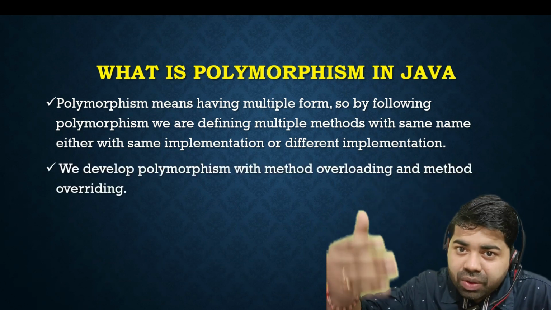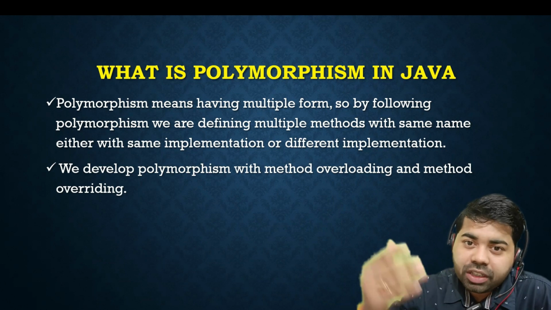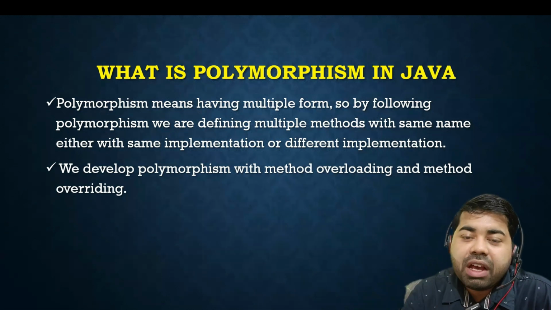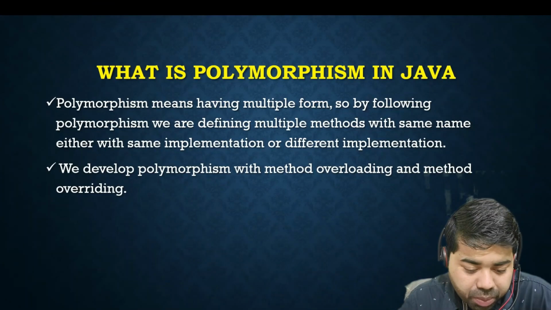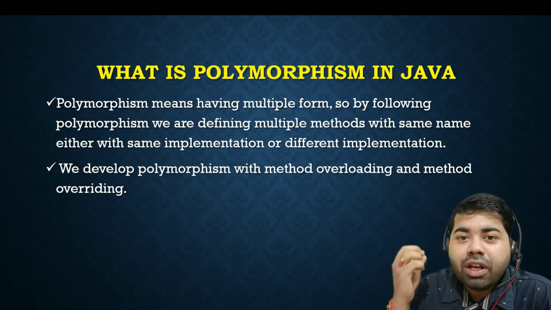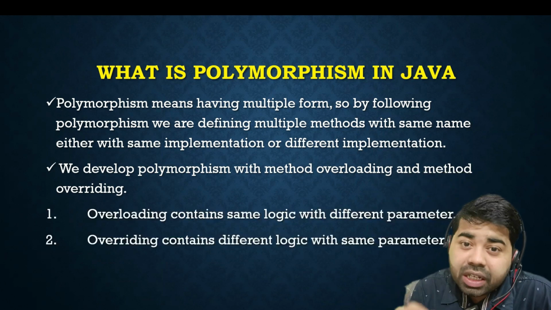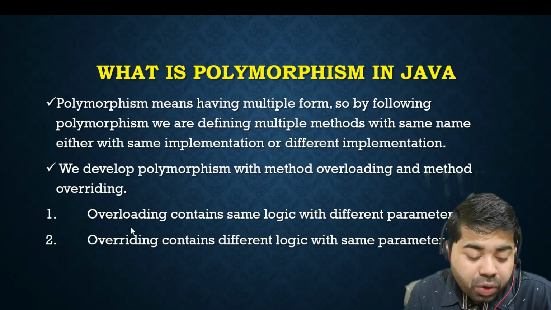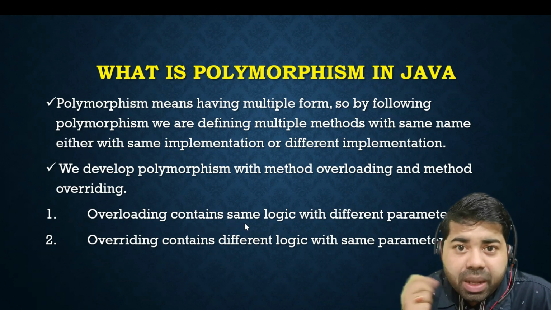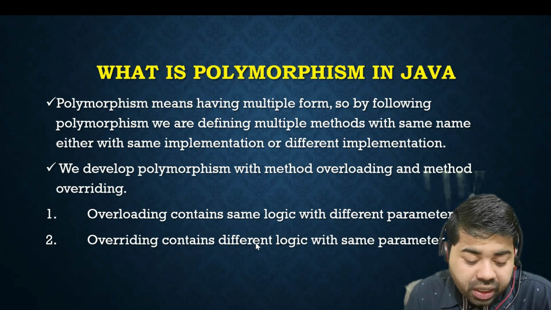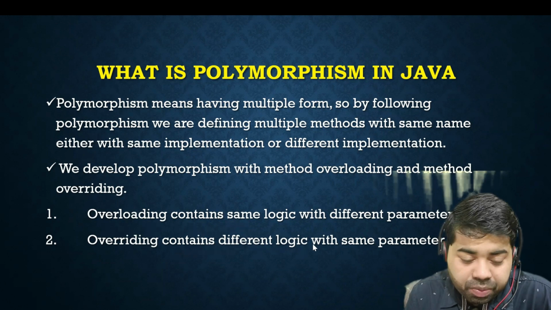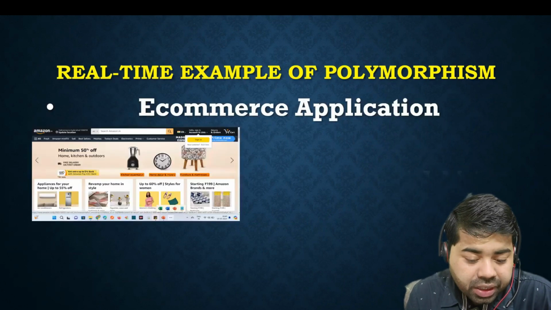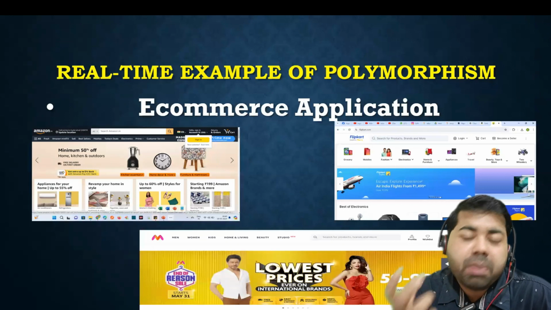Implementation means in the method you are writing the logic, right? Here we are just printing System.out.println because this is dummy code, but in real time we implement the logic. So we develop polymorphism with method overloading and method overriding. We will discuss method overloading and method overriding in depth in the coming session. Overloading contains the same logic with different parameters, and overriding contains different logic with the same parameters. So you can give the real-time example of an e-commerce application. We have multiple examples.